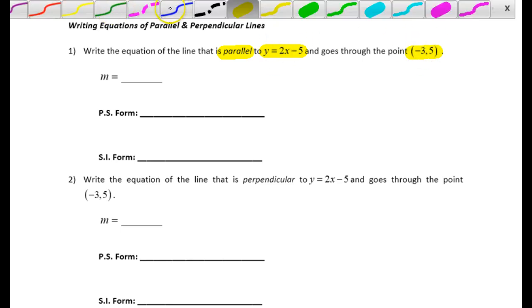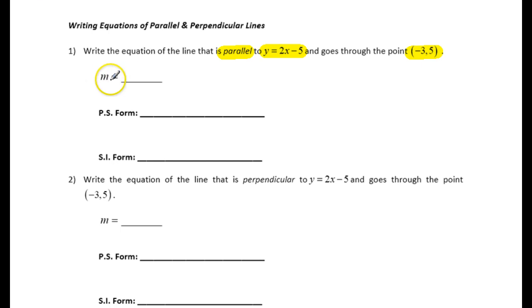Alright, so the first thing we need is the slope, our m. Remember, parallel lines have the same slope. So if I look at the original line, the slope is right here, it's 2. Therefore, my new line will have a slope of 2. Same slope, that's all that really matters.